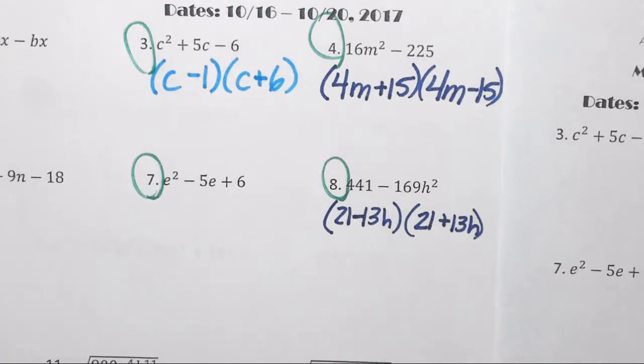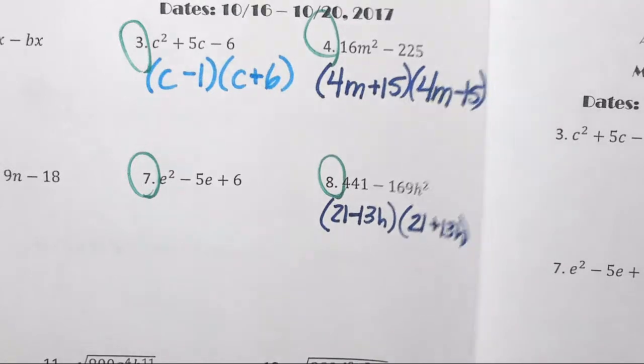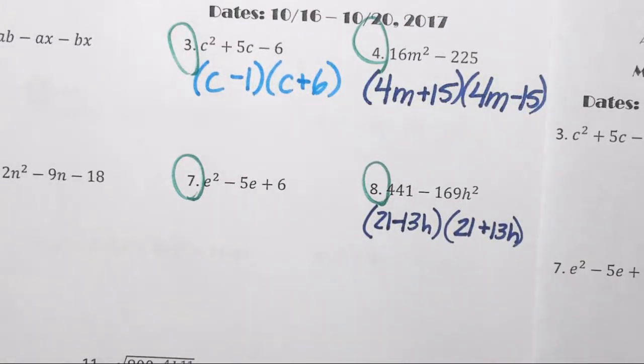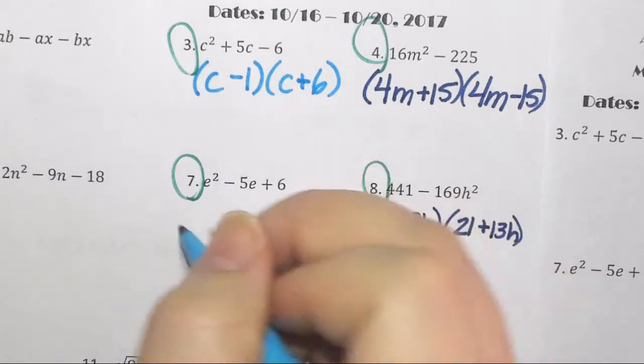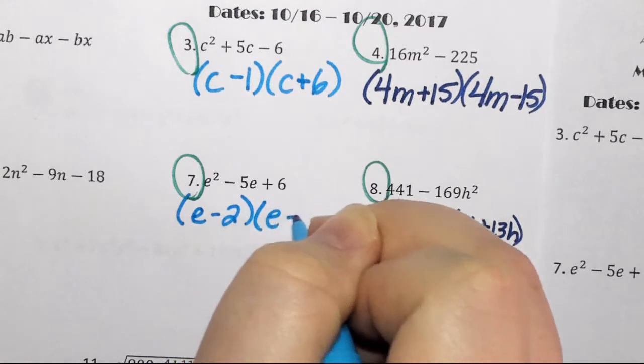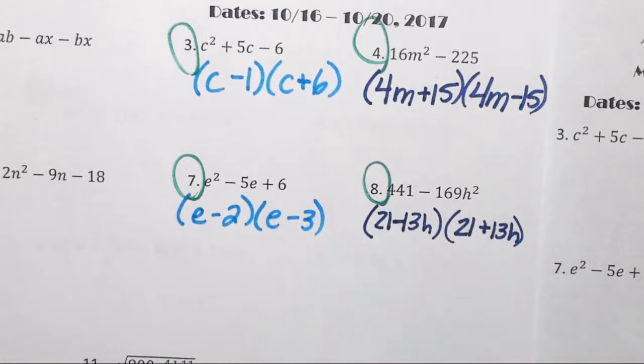Okay, and then Daniel probably wants number 7, via what he said a few minutes ago, if he thinks it through. Yes, so it's e minus 2 and e minus 3. Negative 2 plus negative 3 is negative 5. Negative 2 times negative 3 is positive 6, so you can have a point.